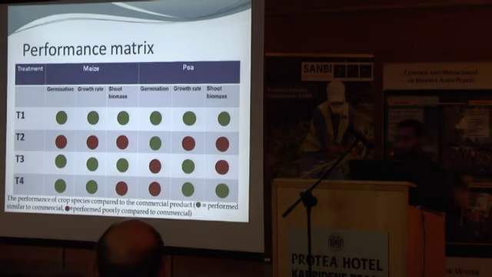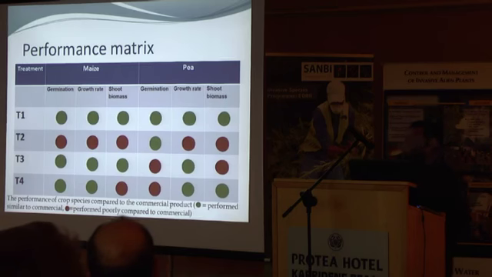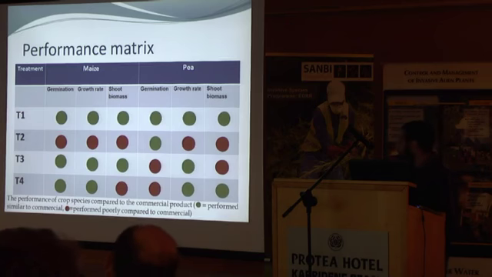Performance matrix. This matrix represents the performance of the alien enrichment media compared to the commercial, with the green circles indicating a performance similar to the commercial, while the red circles indicate a performance poor compared to the commercial. As you can see, T1 has performed well for both maize and pea, and T3 has only performed well for maize.